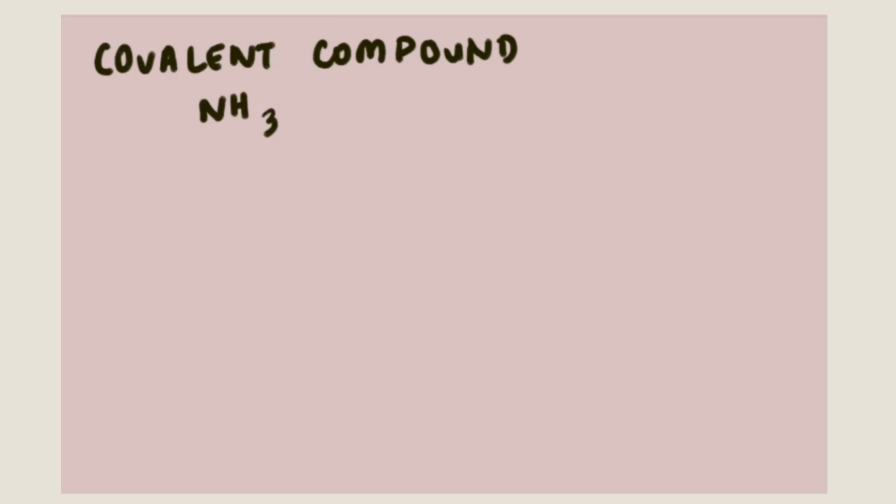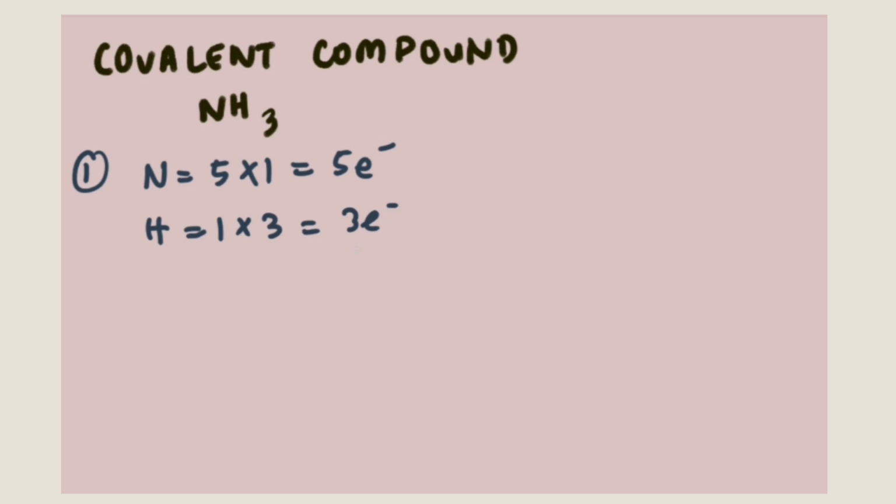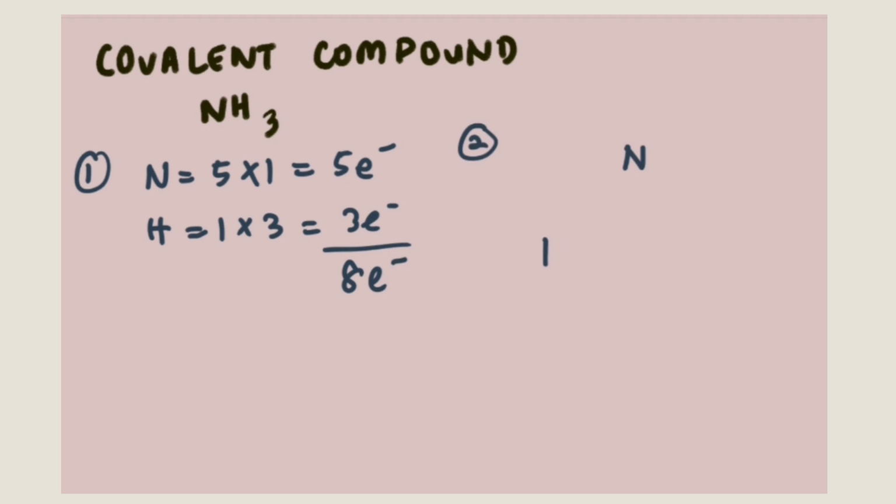Now let's do ammonia for the covalent compound. First step is to sum up the number of valence electrons for all atoms in the molecule. The total number of valence electrons of nitrogen is 5 electrons, meanwhile hydrogen is 3 electrons, which sums up to 8 electrons. Next step is to draw the skeletal structure.